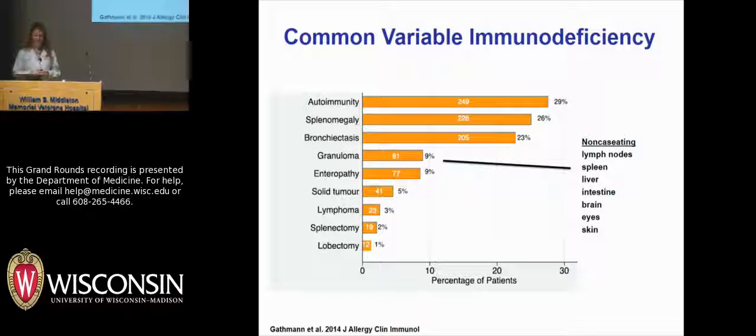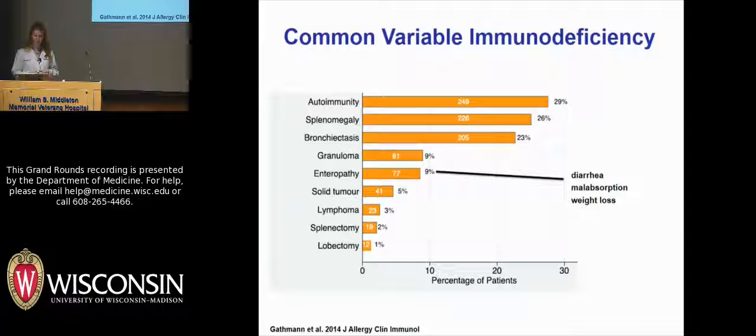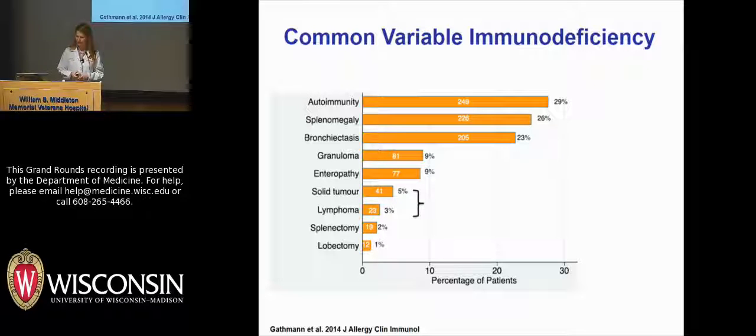Granulomas fall into this category of patients with common variable immunodeficiency. These are non-caseating, and they can be confused with sarcoidosis or other conditions. They often involve the lymph nodes, spleen, liver, but can be found throughout the body, intestine, brain, eyes, and skin. We also see enteropathy associated with common variable immunodeficiency. Approximately 10% of the patients, and these patients have diarrhea, malabsorption, weight loss. And then, of course, the higher risk of malignancy with solid and lymphoma. And this is thought to be due to altered immune regulation.